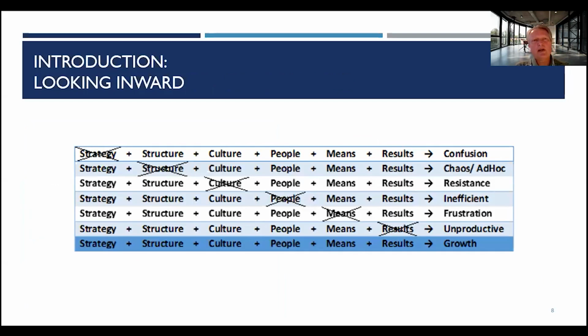Another way of looking inward is a model where, if you look at the bottom line, you need to have strategy, structure, culture, people, means, and growth all in place, and results in place to enable growth. If one of these is missing, think about it in your company when you look at this. You might come up with ideas right now, write them down.